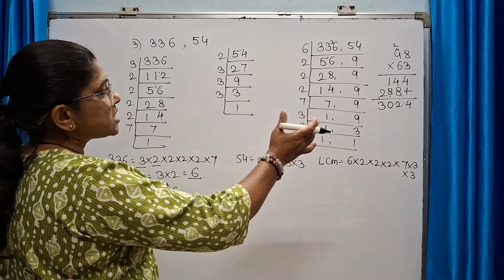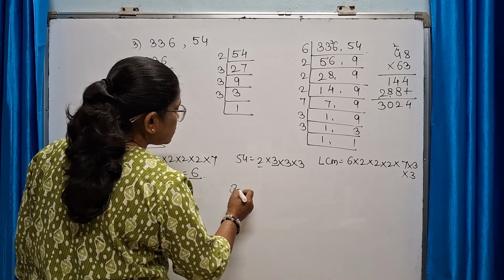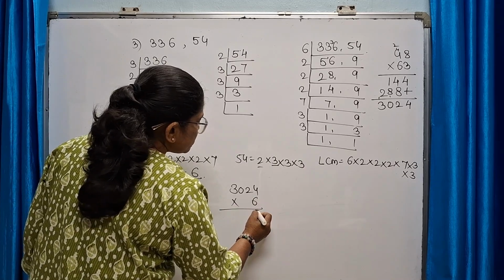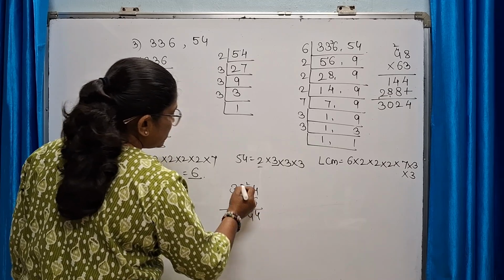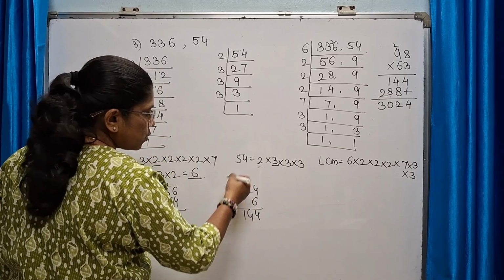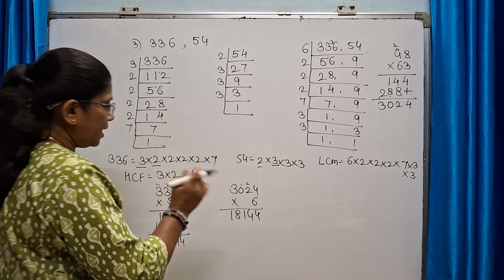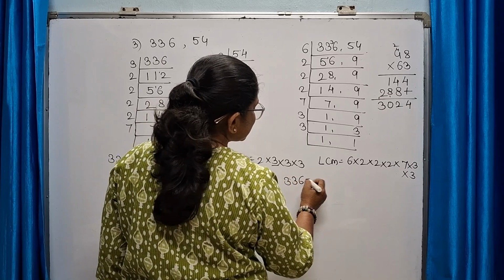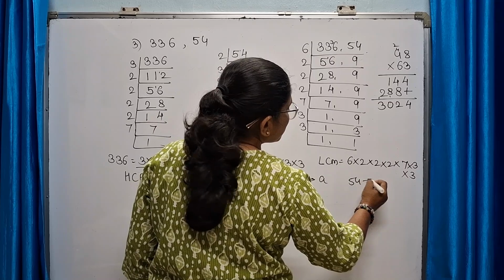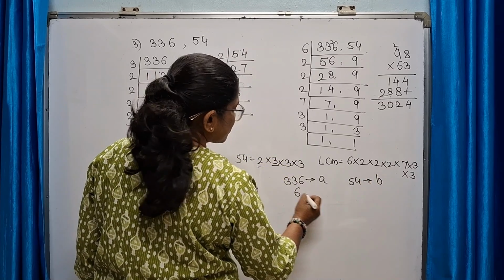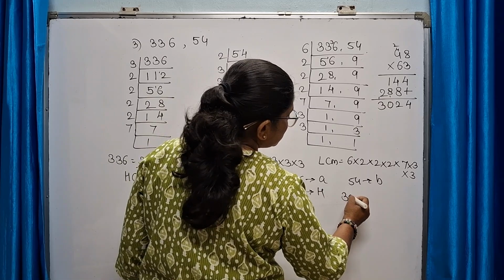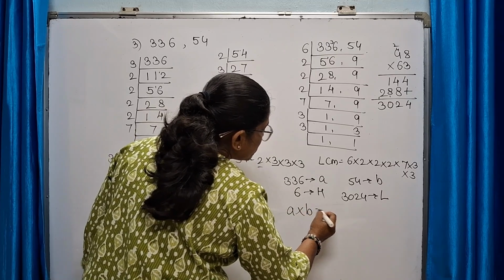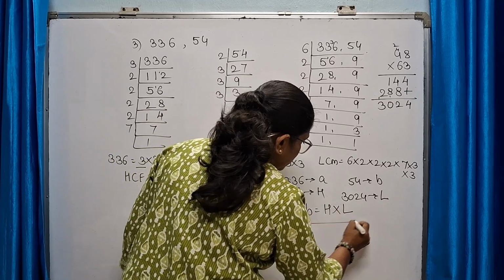Now let's check what is the product of HCF and LCM. Our LCM is 3024. Let's multiply by HCF, 6. 6 4s are 24, 6 2s are 12, 14, 1, 6 zeros are 0 plus 1, 6 3s are 18. 18,144. Now our number 336 is A, 54 is B, our 6 is HCF and 3024 is our LCM. So we verified that A into B is H into L.